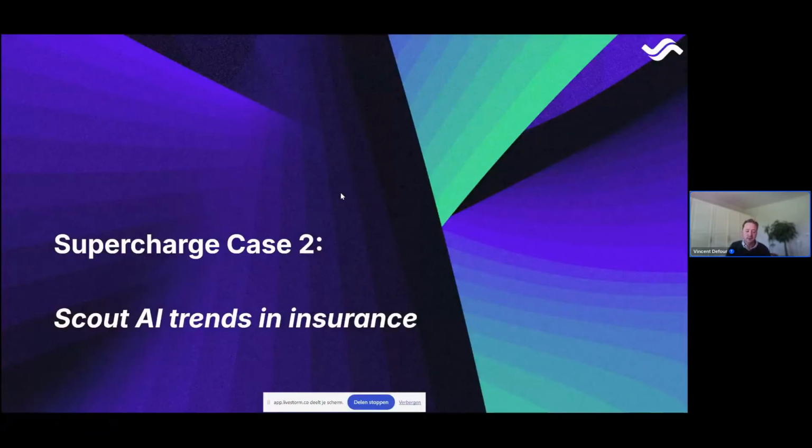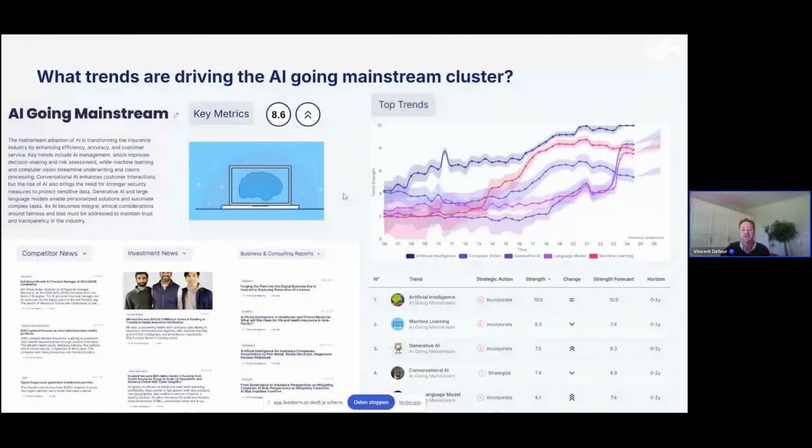Now, the second use case brings me to a follow-up discussion. Once you would show this to your VP strategy, or let's say to C-level or boardroom level, and they say, okay, great, and now we want to really understand in depth what this AI is going mainstream macro force means to us. So what if we do a deep dive, a technology scouting in this case, only on AI trends in insurance? How would that play out?